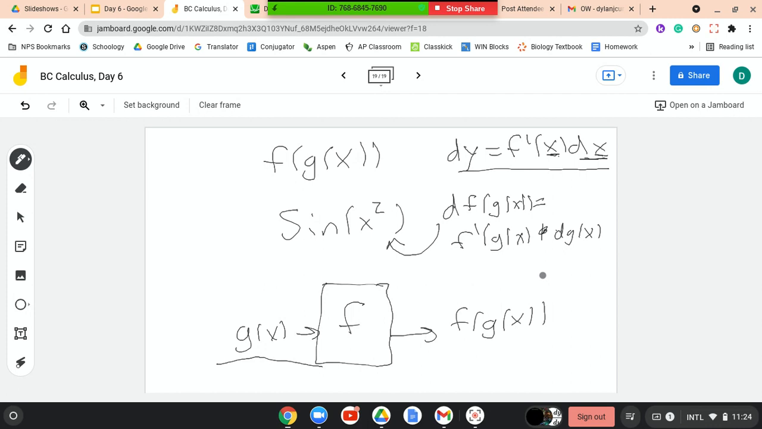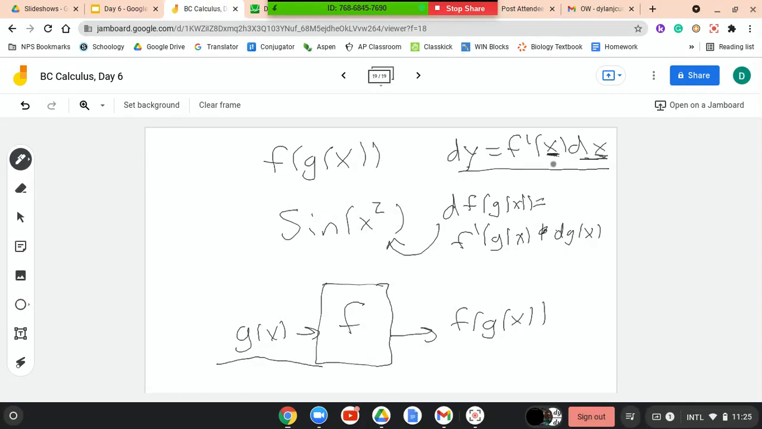Wait, explain the last part, why it's dg of x again. Okay, let me maybe backtrack and explain the whole thing again because I think I have a better way to say it. This equation tells us that a tiny change in our output is equal to the derivative of our input, because normally x is our input, times a tiny change to our input, dx.